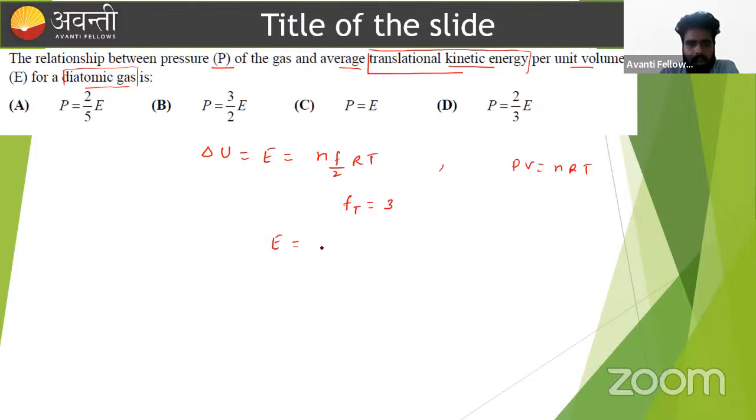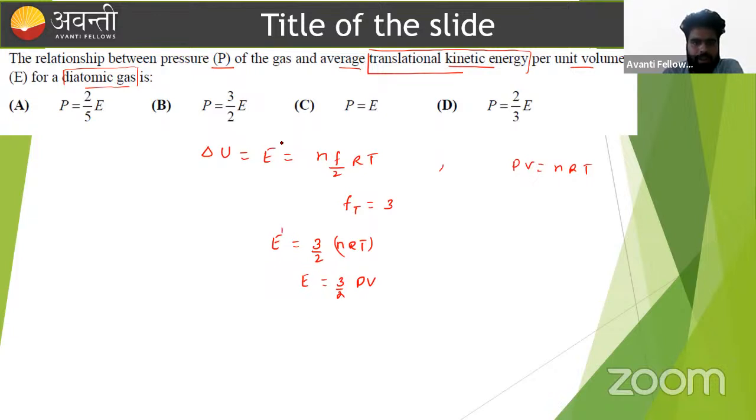If we put this value here, this will become 3 by 2 nRT. Sir, nRT can be replaced by PV. Why not? So we can say 3 by 2 PV. So what is the energy per unit volume? We have said that this is E upon V.